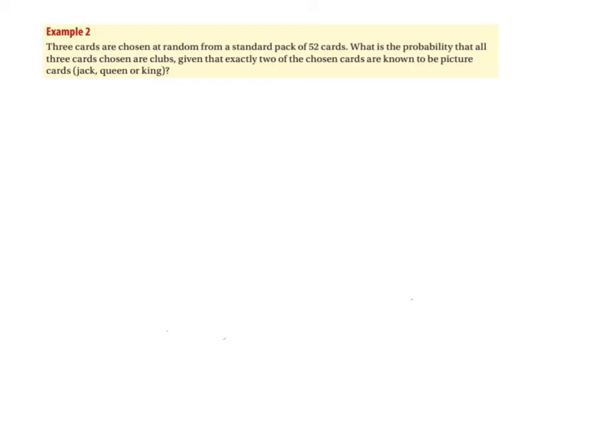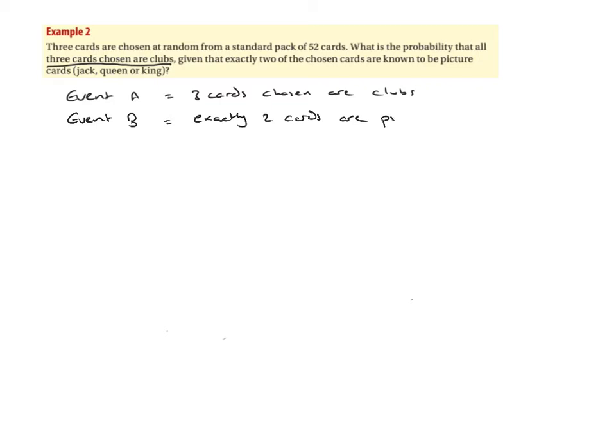So the first thing we need to do is to define our events. So let's have a look at event A, and that is that the 3 cards chosen are clubs. Event B is that exactly 2 chosen cards are pictures, so exactly 2 cards are picture cards.